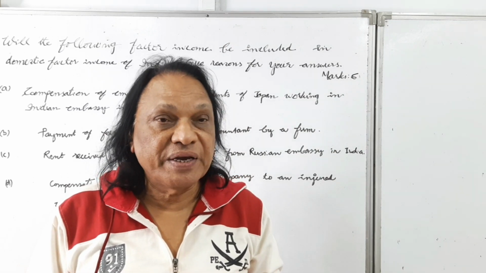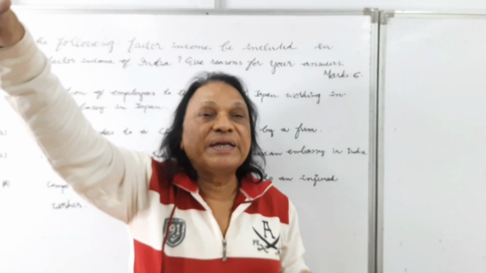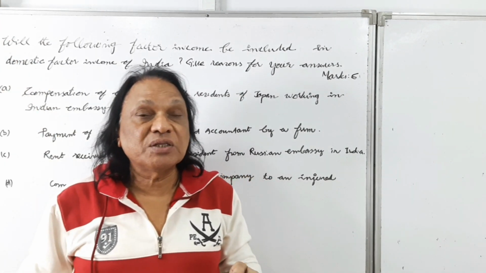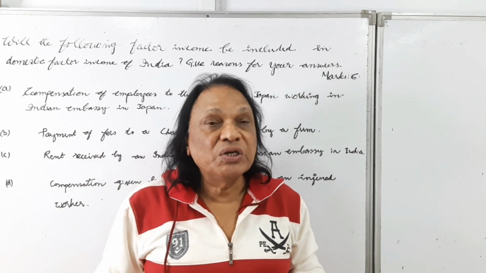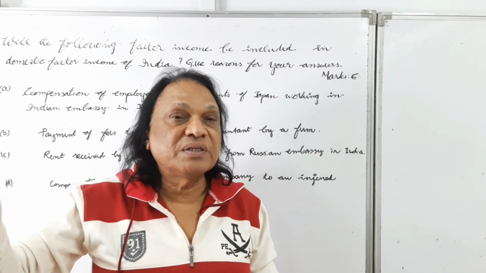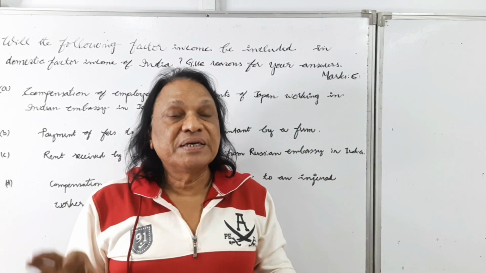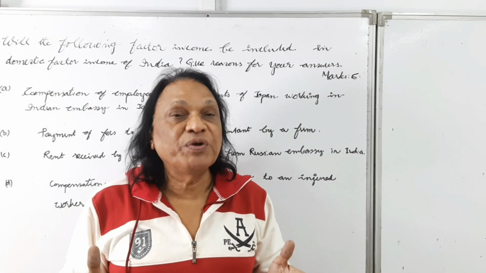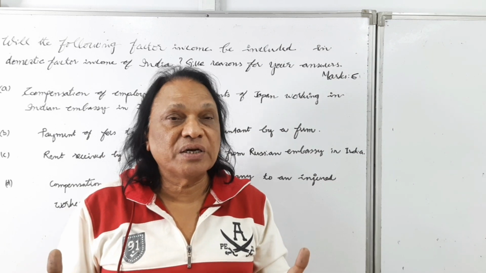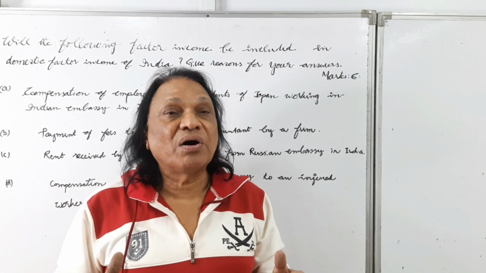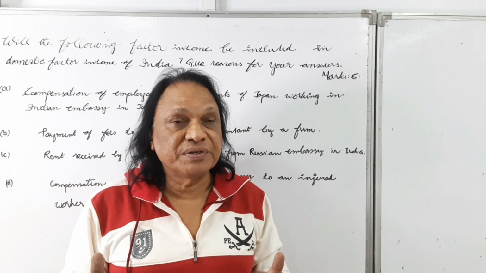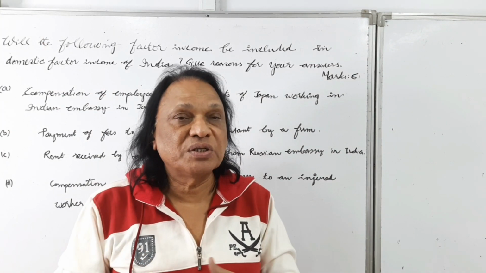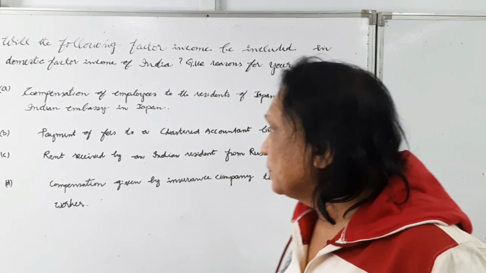Or we put it this way: Japanese working in Japanese embassy in India, their income, should we take it in the domestic income of our country? No, it should not be included, because Japanese embassy in India is a part of domestic territory of Japan. Should we take it in national income? No, we neither take it in domestic income nor national income, because Japanese are not the normal residents of the country. And moreover, Japanese embassy in India is not the domestic territory of India. Let's go to the next question.